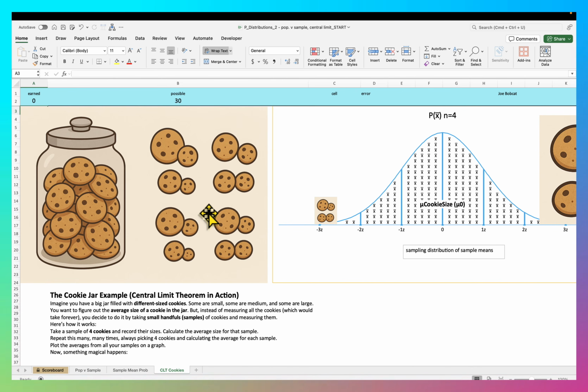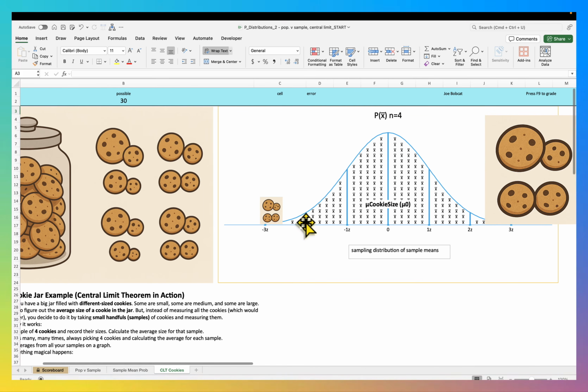Here's how it works. Take a sample of 4 cookies, record their sizes. Calculate the average size for that sample. Repeat this many, many times, always picking 4 cookies and calculating the average for each sample. Plot the averages from your samples on a graph, and that graph would look like this. Each of these x bars represents a sample of 4 cookies. As you can see here, more samples come out closer to the mean than really far away from the mean.